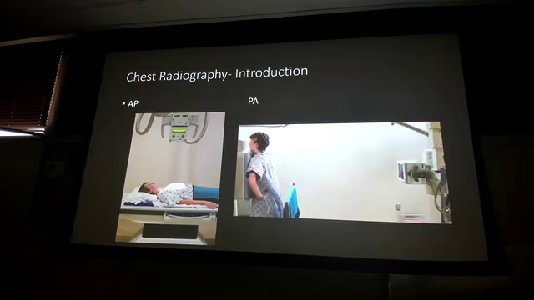Just a quick reminder, talked about in the first block a little bit, how a chest x-ray is done. It's rarely done lying down. There's just the picture. It's just showing you the difference between AP and PA. 90% of your chest x-rays are going to be PA. Okay?